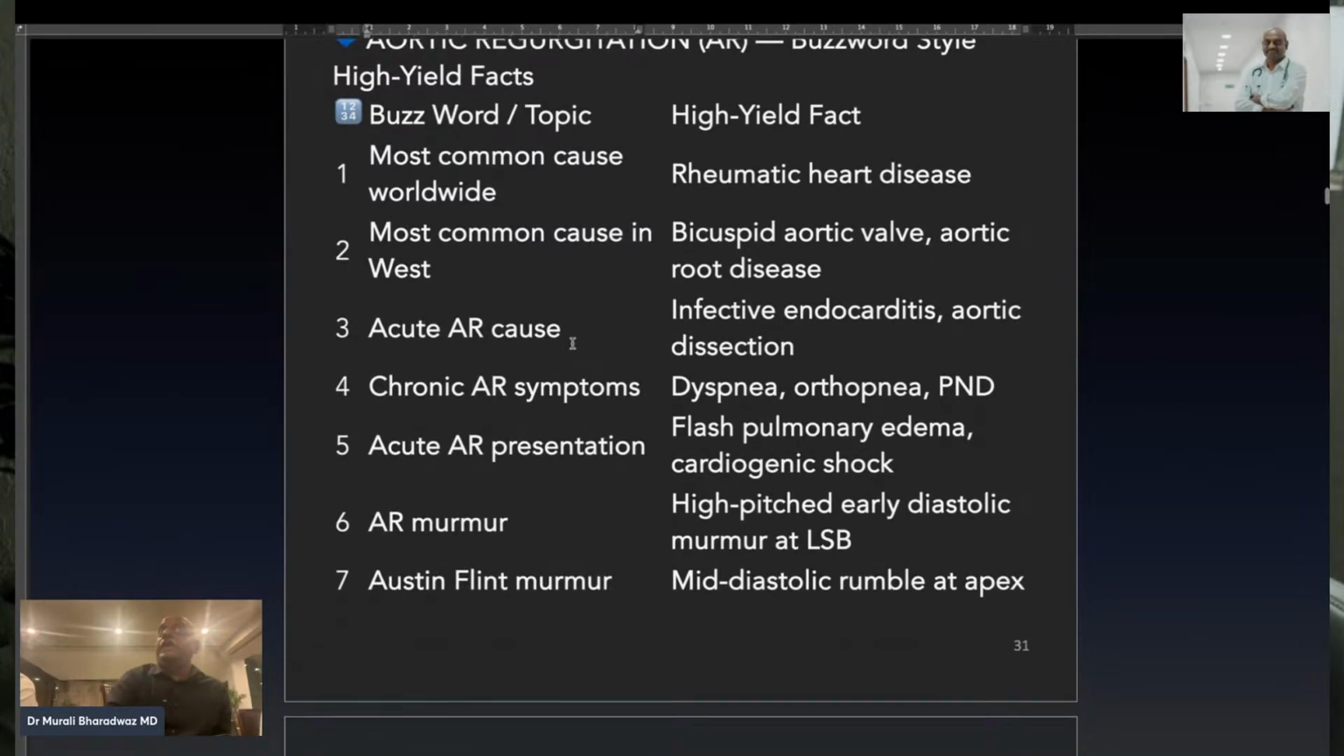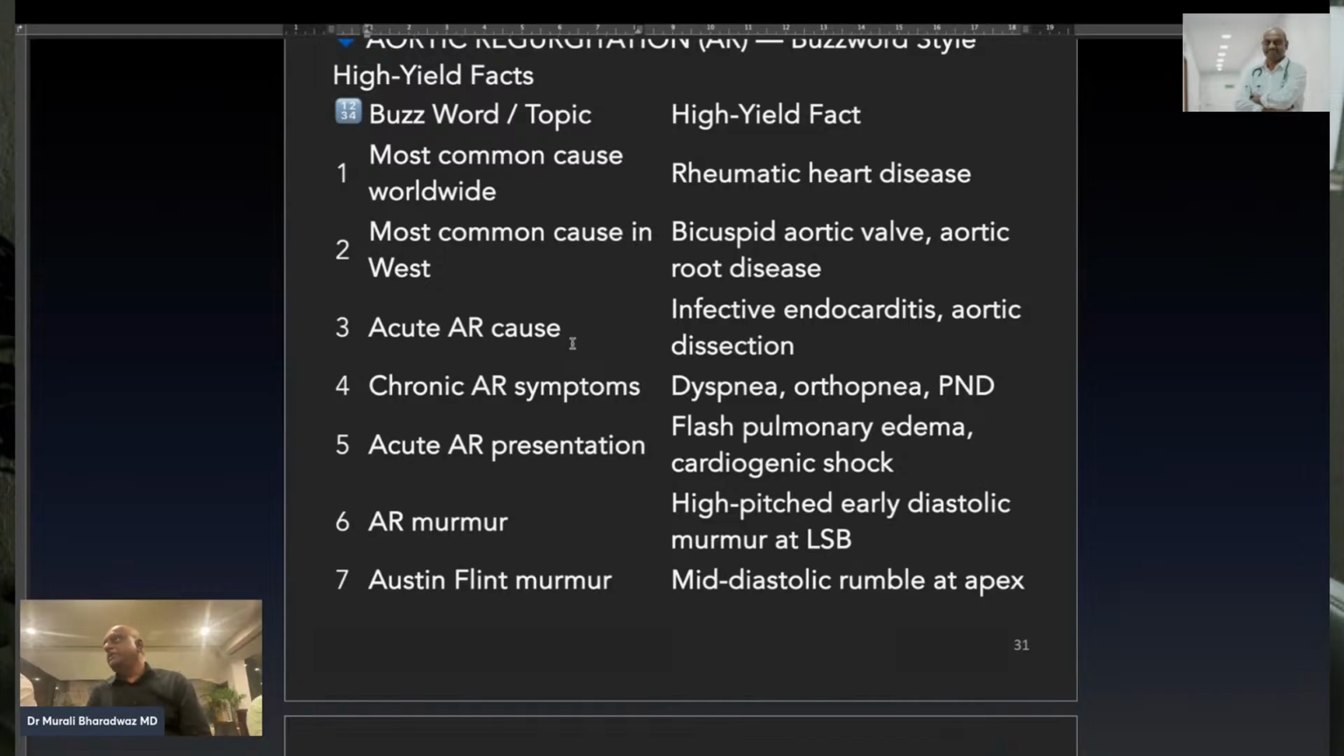Then acute aortic regurgitation, what are the causes? Infective endocarditis. Similarly, aortic dissection, where the blood is seeping between the intima and the media. So that can lead to development of acute AR.